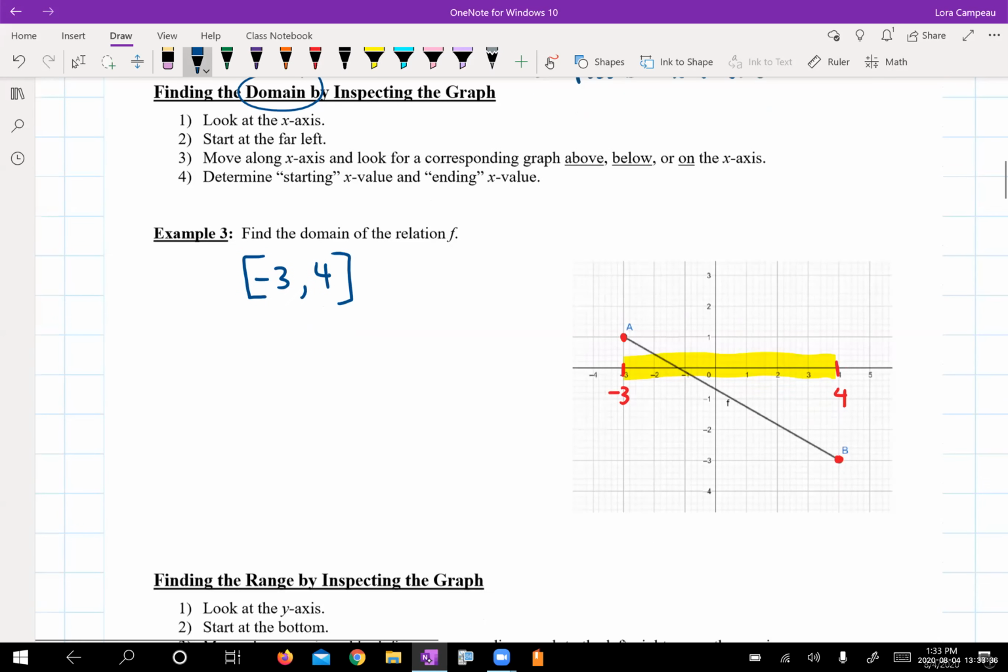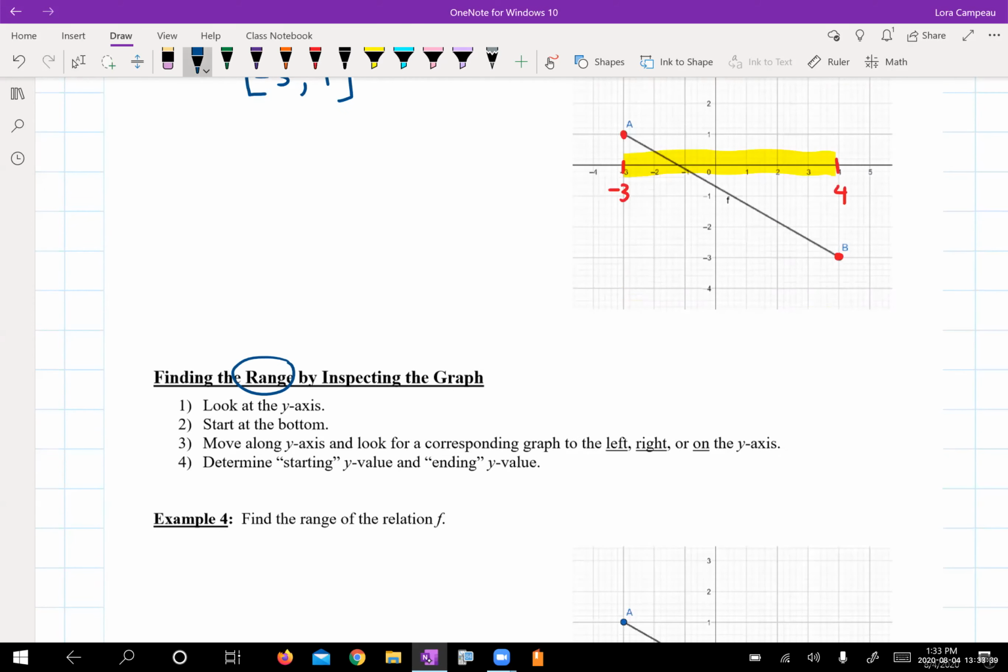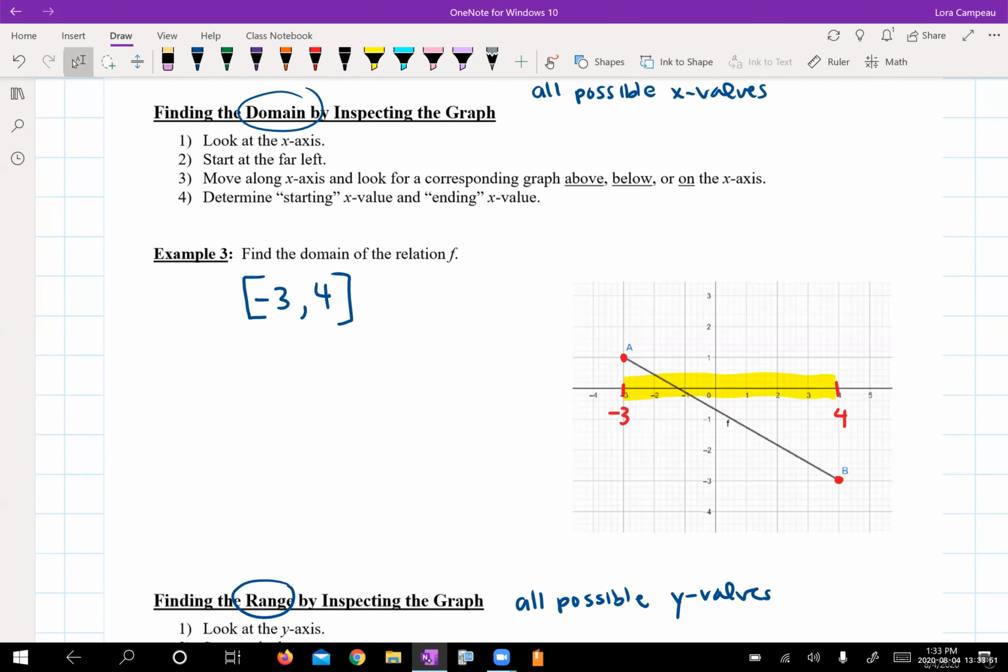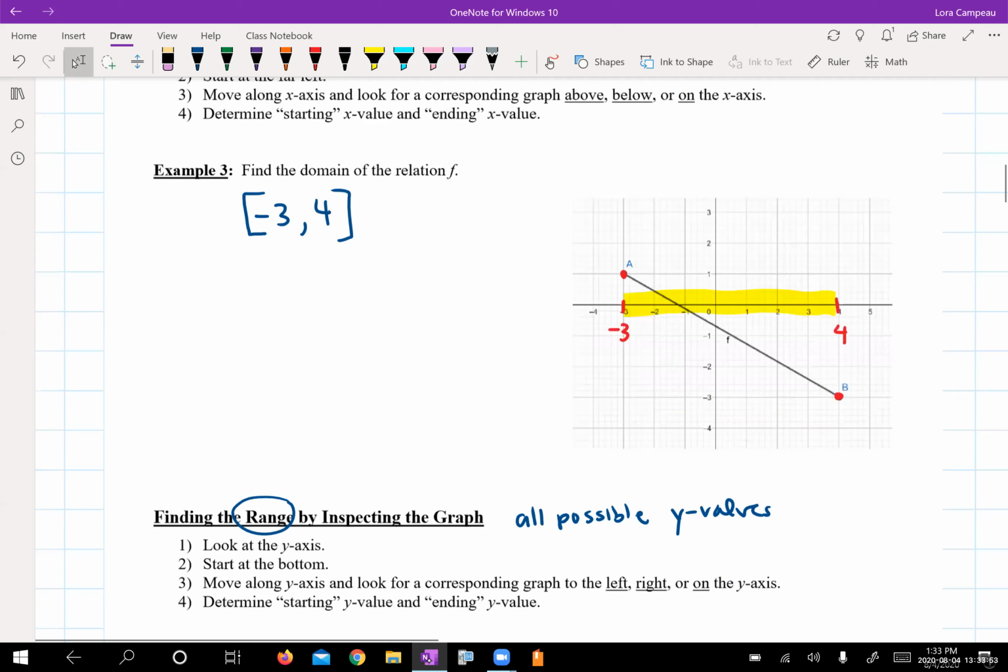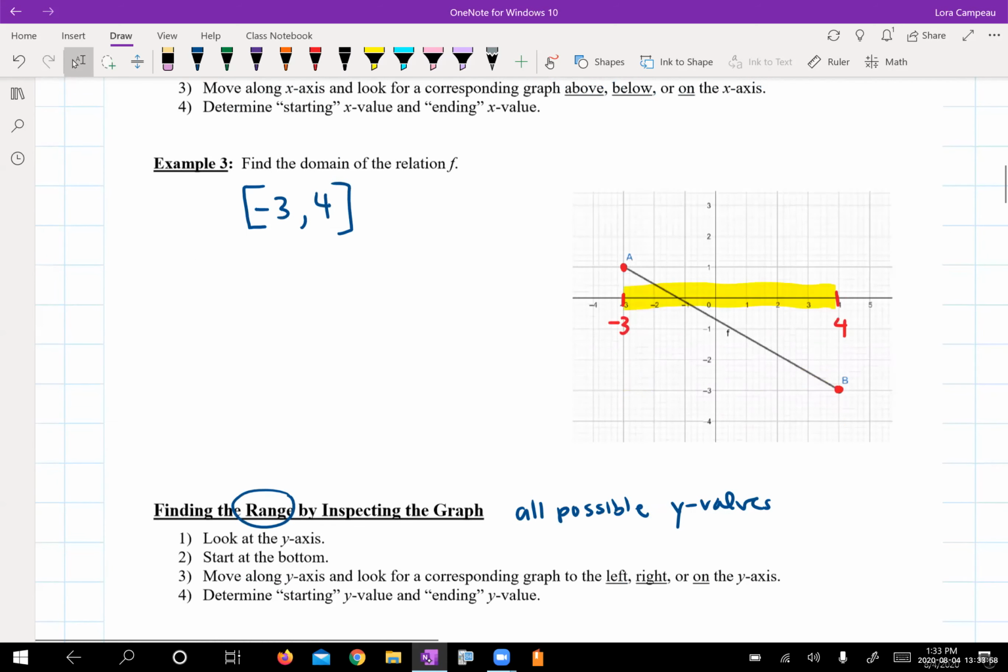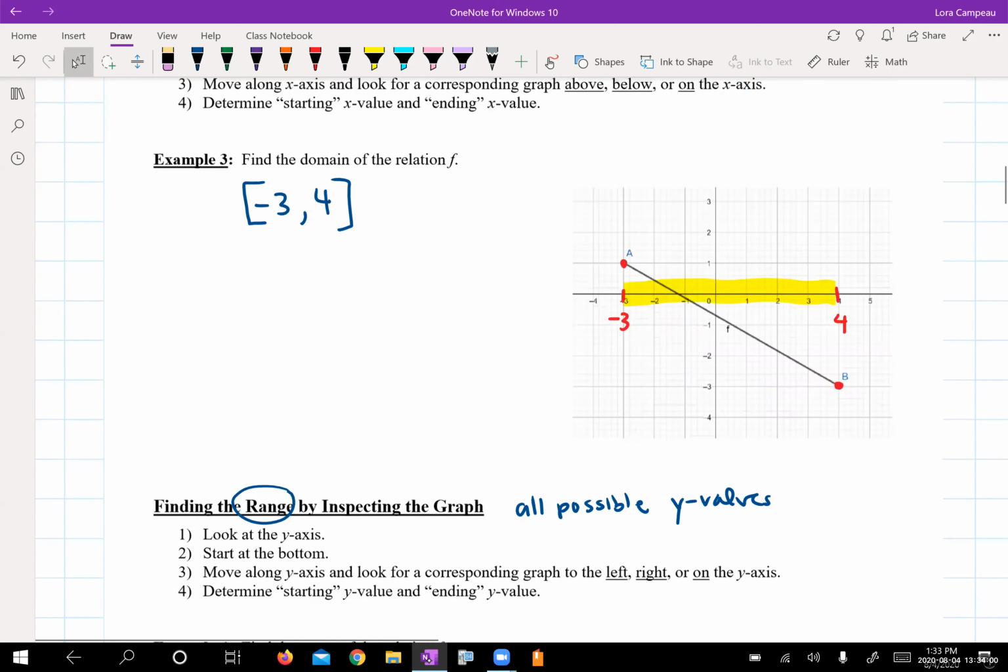Same sort of idea. If we're looking at the range, we are looking at all possible y values. When I used to learn this, I used to get domain and range switched around, but think alphabetical order. D comes before R in the alphabet, and X comes before Y in the alphabet. So it gave me a quick way to memorize. Domain helps me with the values of X, range describes what the values of Y are.